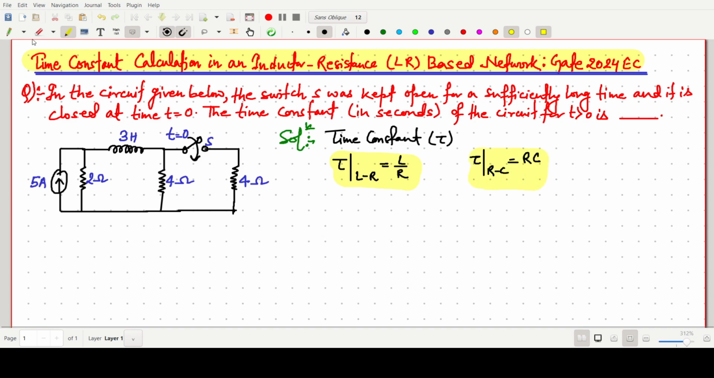In this question, the network consists of an inductor and multiple resistors. So in this case, we can write the tau for the LR network will be L by R equivalent. This can be easily achieved by using a simple concept. For this, I am just drawing it like this.